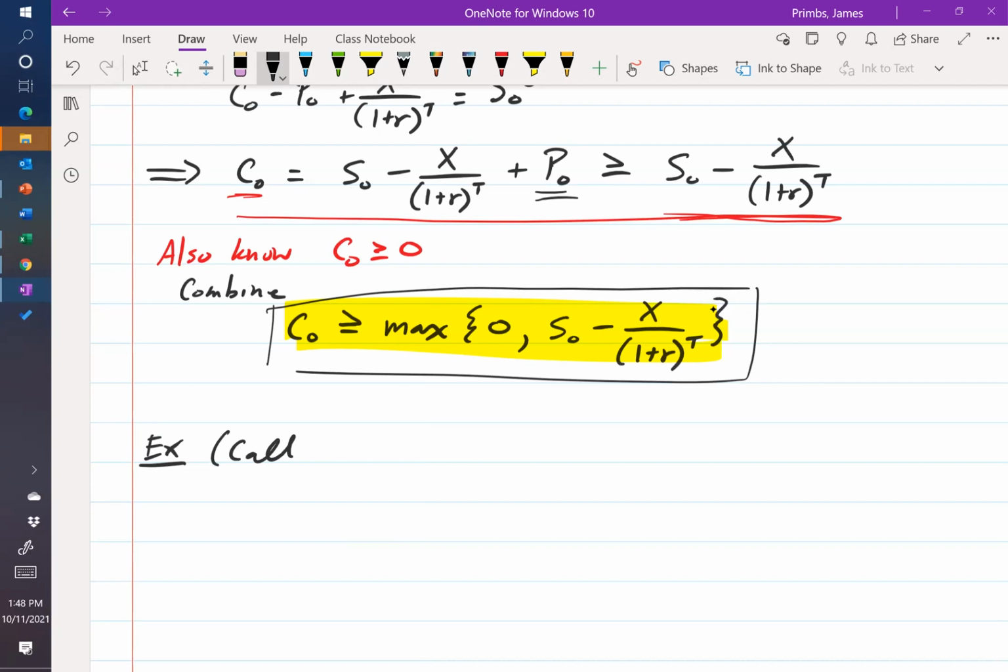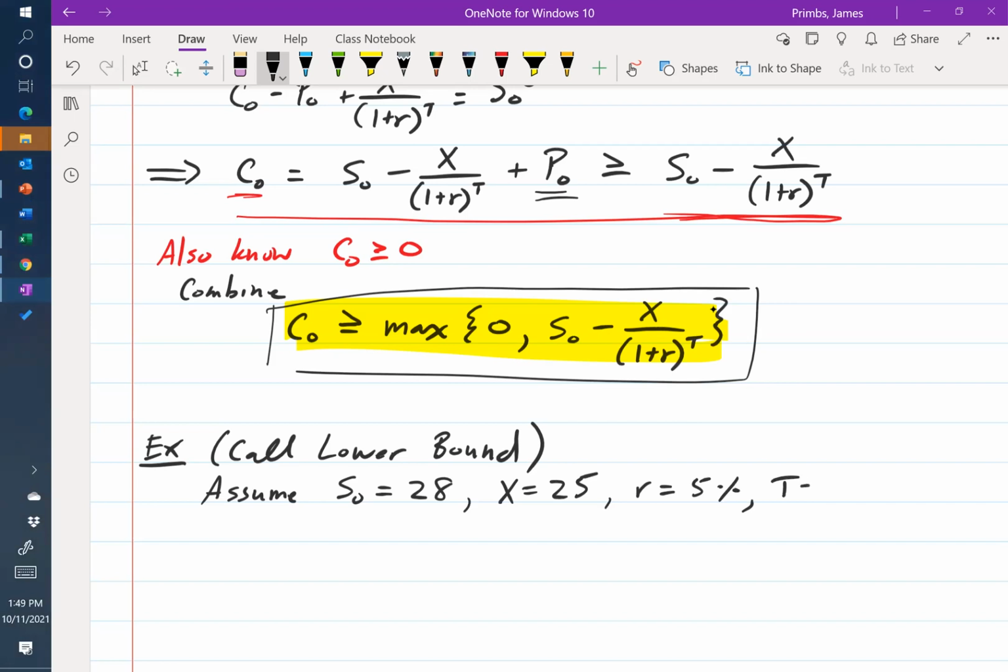Let's do the call lower bound. So let's choose some numbers. Let's say you're looking at a stock, its price is 28. You're looking at a call with strike price 25. Risk-free rate is 5%, and it expires in, I'll do it in years now, a quarter of a year. Okay. What is the lower bound for a call?